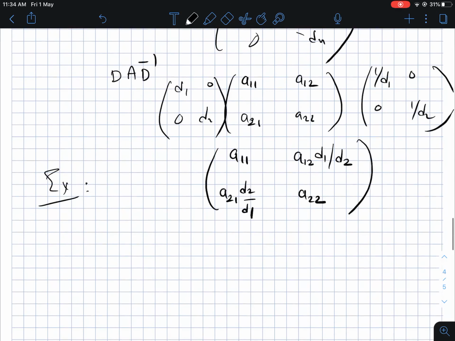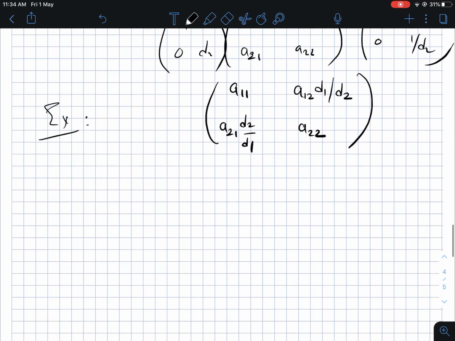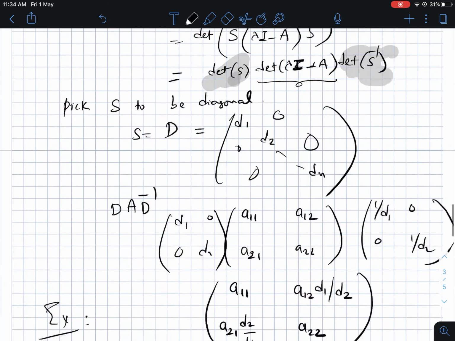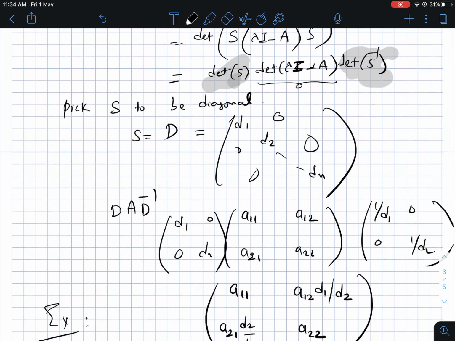Okay, that's what it will look like. So leave it as an exercise and feel free to correct me later if I am wrong. But this is what the matrix is going to look like. And you're free to pick d1 and d2. It doesn't matter what d1 and d2 you pick, the eigenvalues don't change. Right? That's the beauty of it.